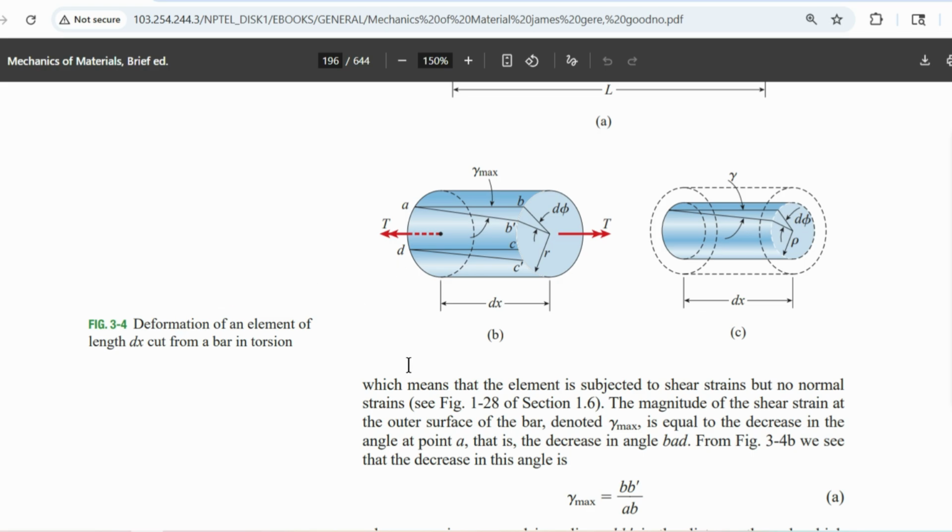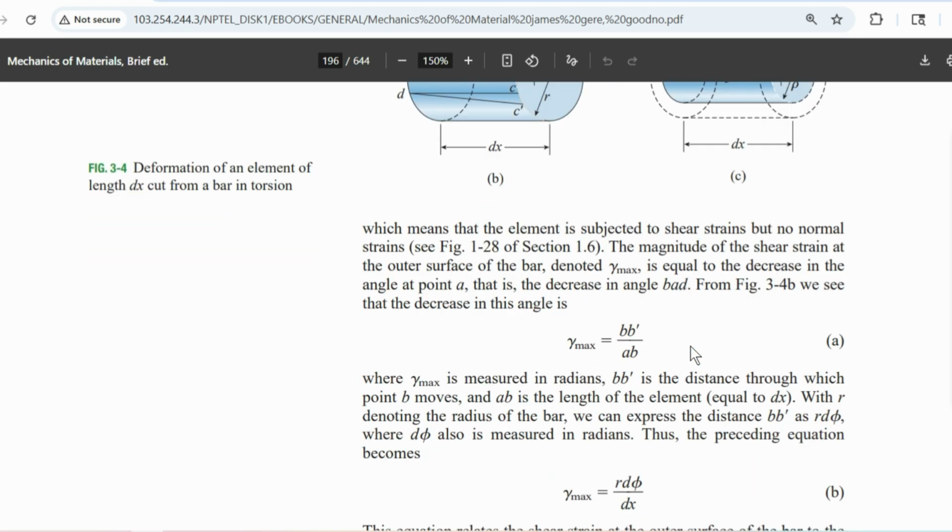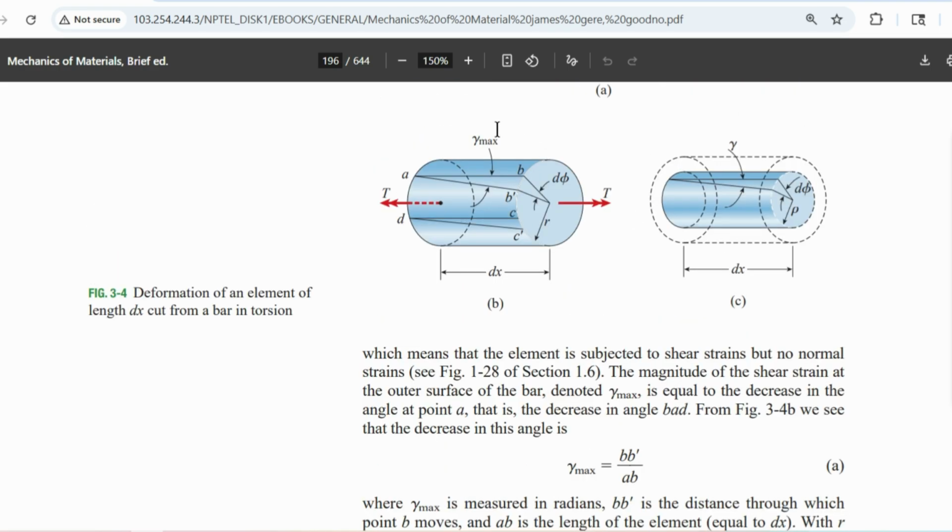But in this gear book, Mechanics of Materials, Gear, the writing of shear is in chapter 1, chapter 3, it's kind of spread out throughout the book, I feel. Okay. So the magnitude of the shear strain at the outer surface of the bar is denoted by that angle. So, and that's going to be, how do you say that?